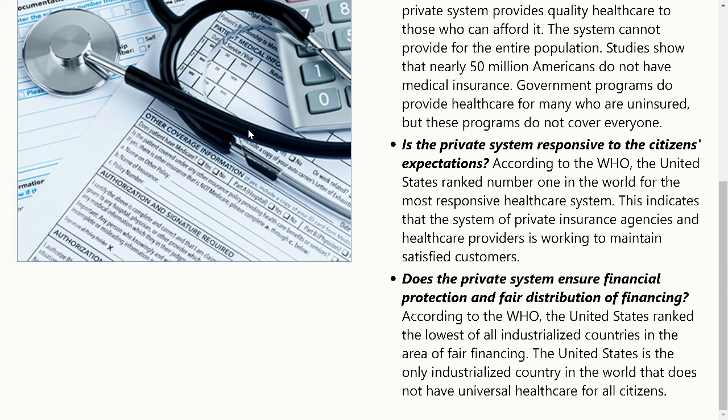Does the private system ensure financial protection and fair distribution of financing? According to the World Health Organization, the United States ranked the lowest of all industrialized countries in the area of fair financing. The United States is the only industrialized country in the world that does not have universal health care for all citizens. That's all.